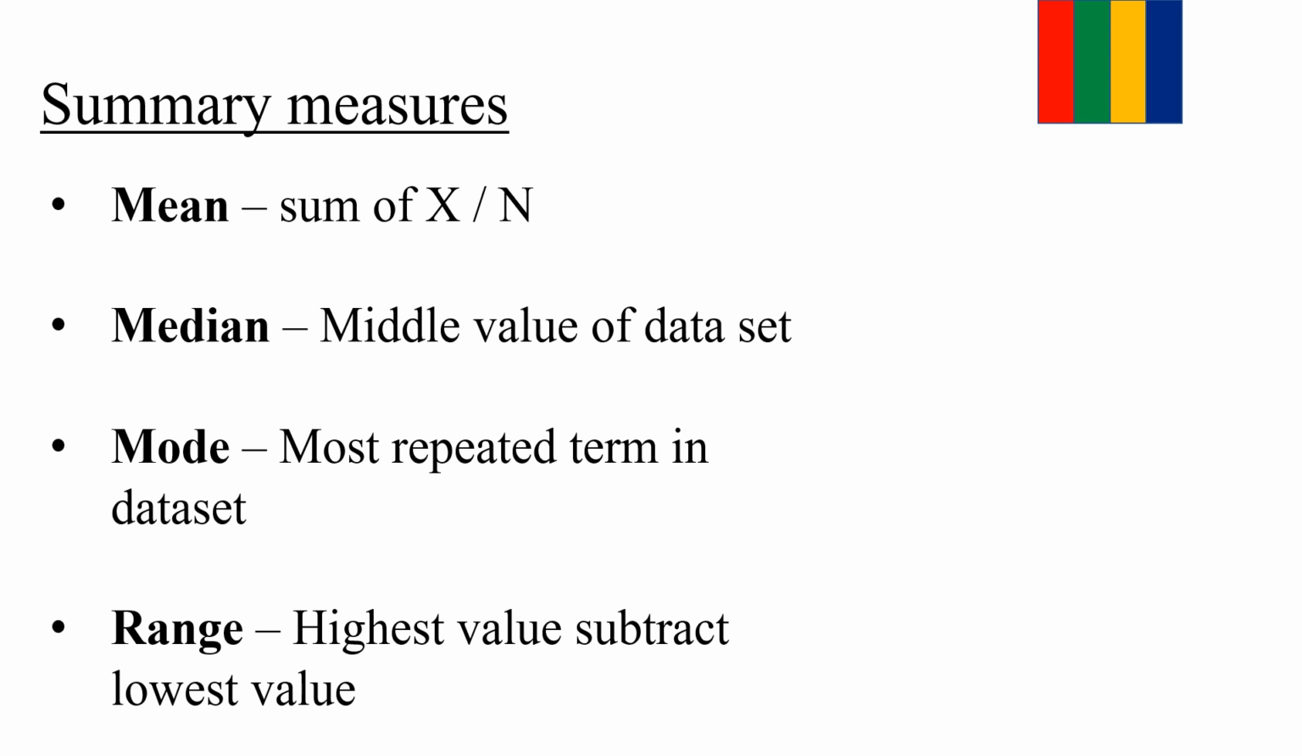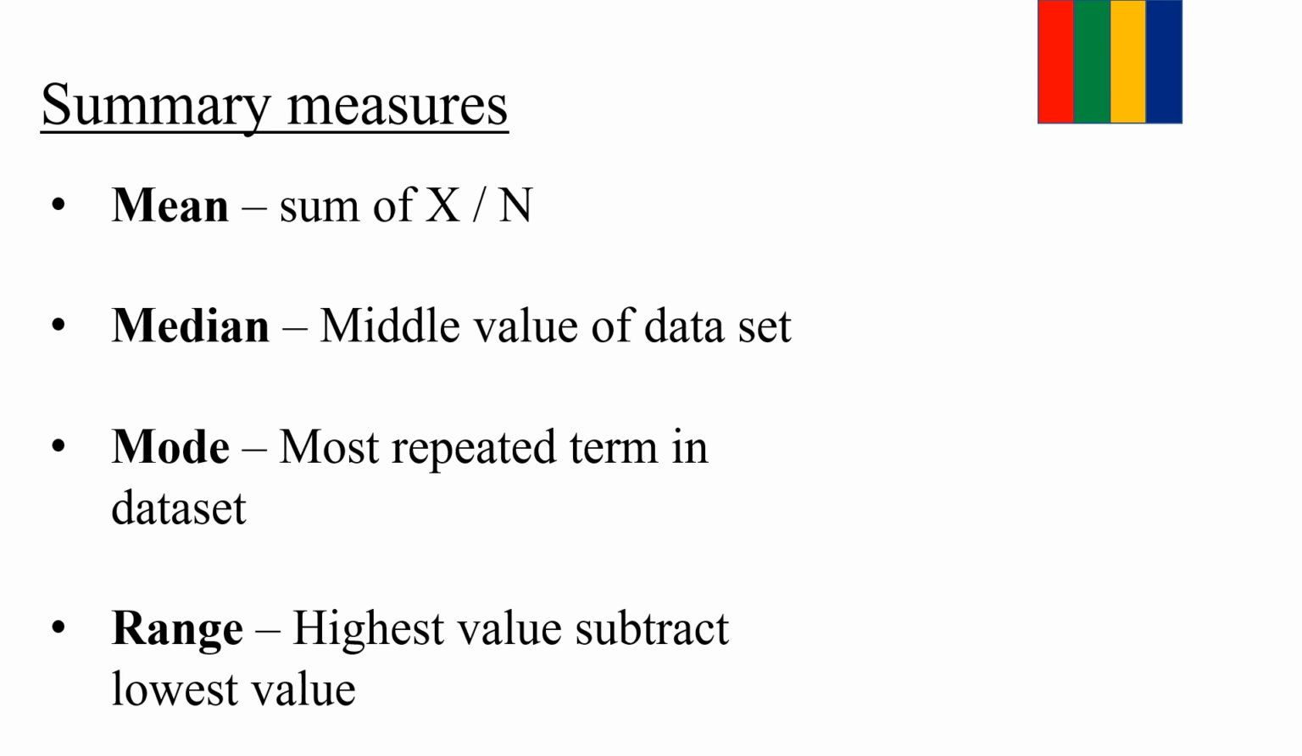So we have 4 summary measures and you will have seen these in secondary school and high school. We have the mean, which is calculated by the sum of x divided by n, where x represents the total value of all the terms summed together, and n is the number of values within a sample space, the sample space being all possible elements within a set. We have the median, which is the middle value of a data set, the mode, which is the most repeated term within a data set, and the range, which is the highest value subtracted by the lowest value.